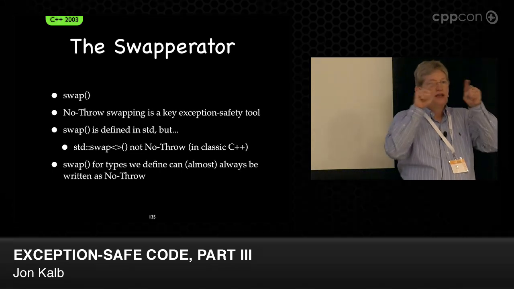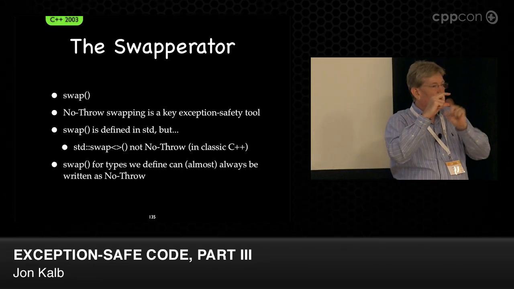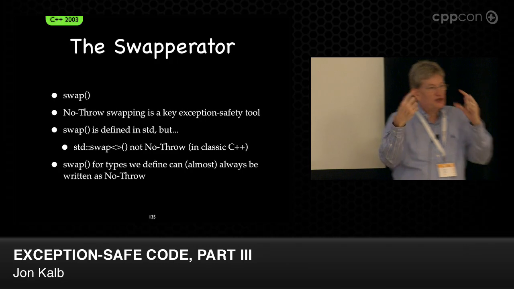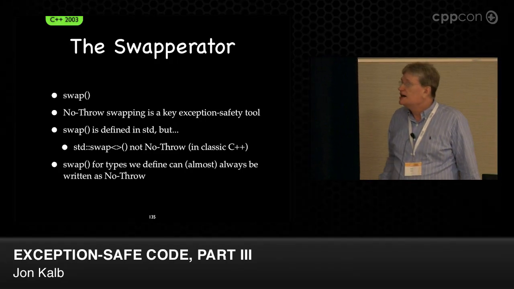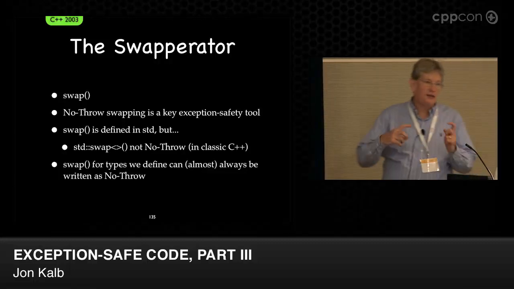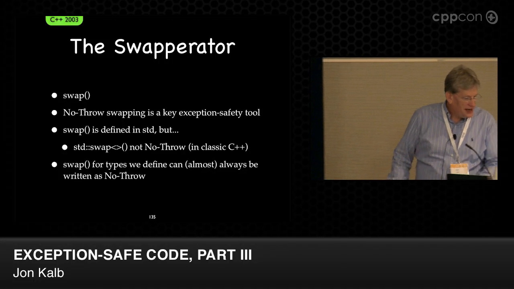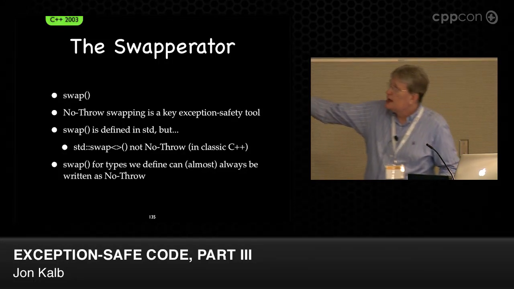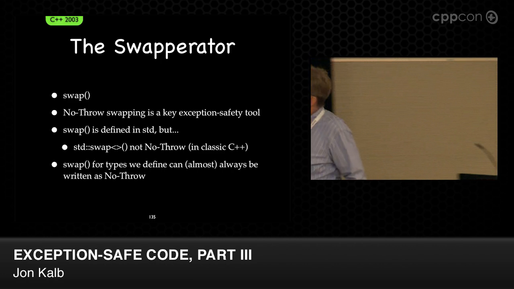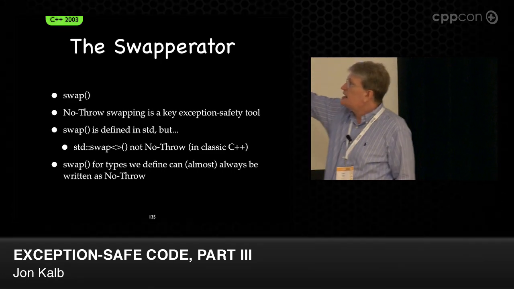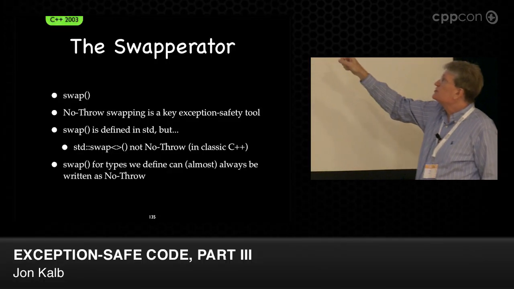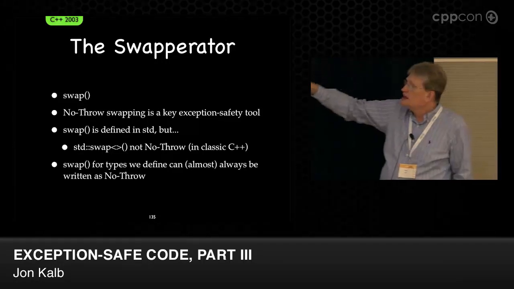I think it's two greater-thans with two equal signs, or maybe it's one equal sign, and so it looks like you're swapping two things. So he actually wants a Swapperator. I think it's clever. I think it should be called Kalb Swapperator, but that's a different matter. Anyway, what is swap? Swap is no-throw. Swapping is the key to exception safety. Swap is defined in the standard, but it's not no-throw in classic C++.